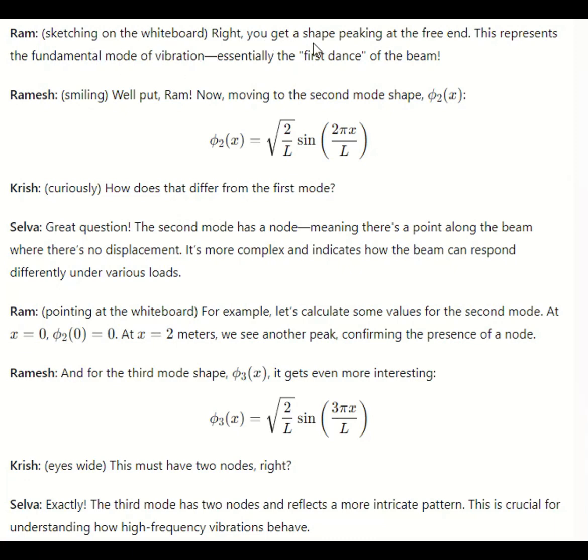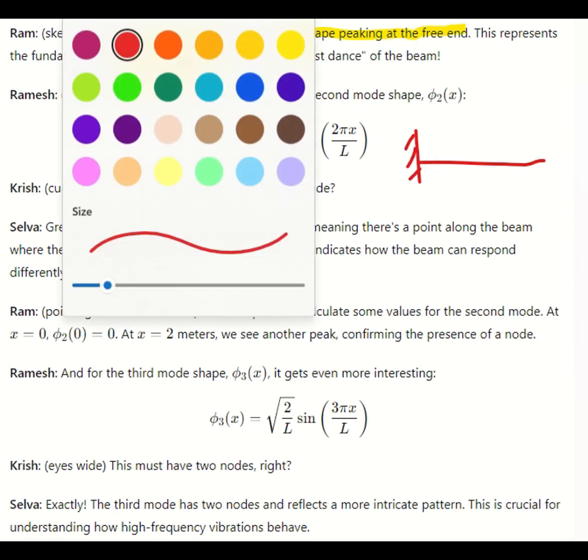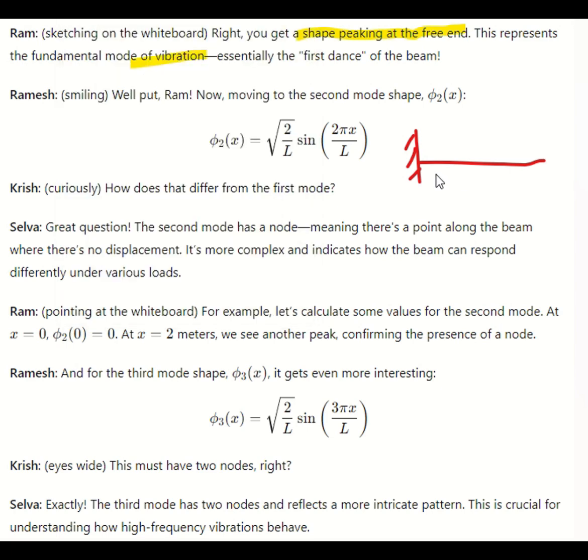Sketching on the whiteboard, right? You get the shape peaking at the free end, and this represents the fundamental mode of vibration, essentially the first dance of the beam. If you see here, this is the cantilever, this is the fixed support, and this is the free end. The first mode of vibration would look like this. At L, it becomes 1. It's normalized to 1. That's the first mode of vibration.